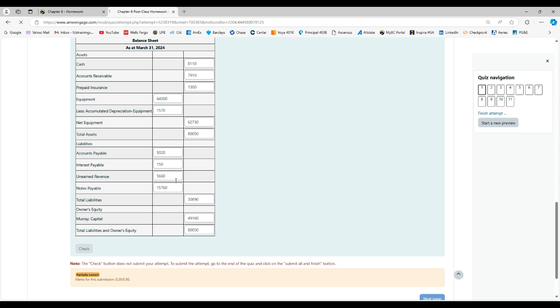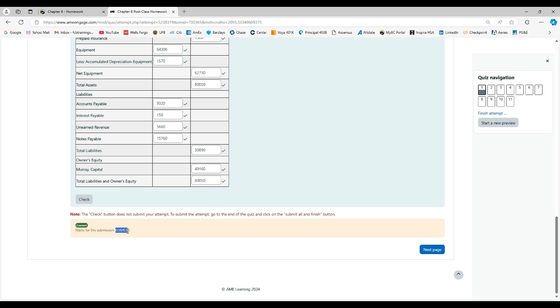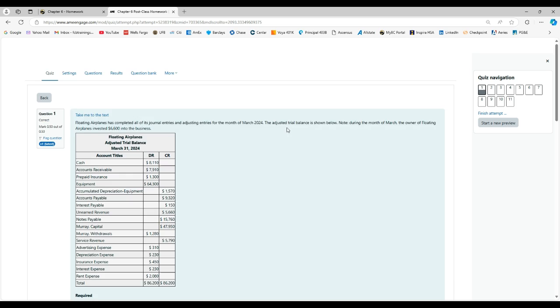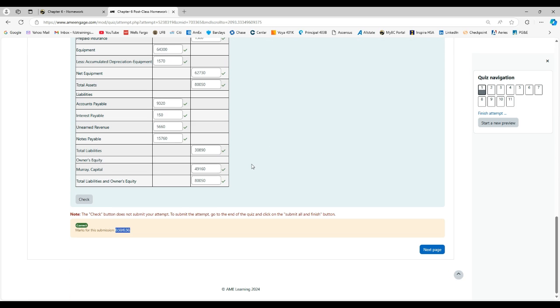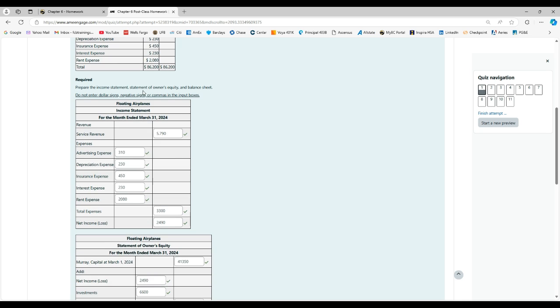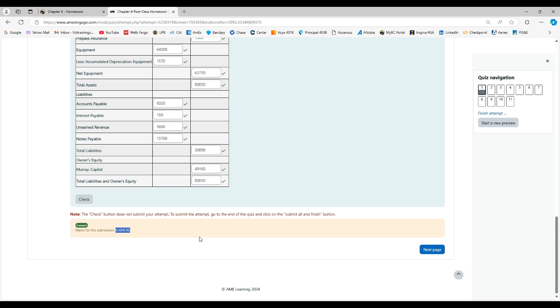We're balanced with assets, and we got our meager half point for this problem. So 100% for this problem. So yeah, not super difficult. It's really just about understanding how to take the information on the trial balance and prepare these financial statements from that, which is a really important part of accounting and financial reporting specifically. So all right, let's look at the next problem.